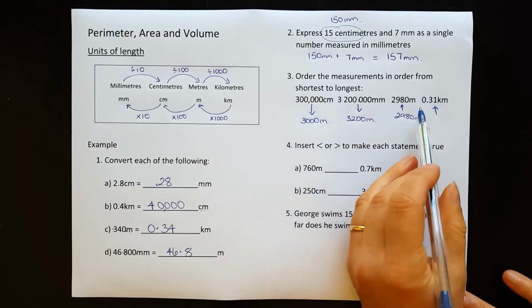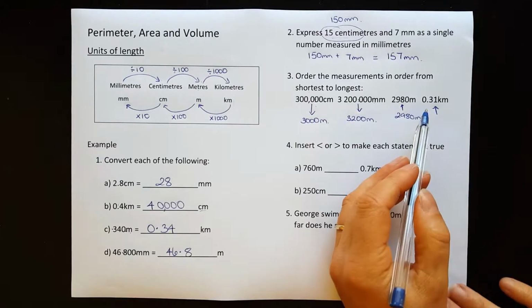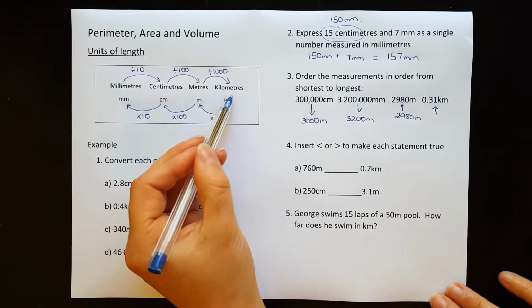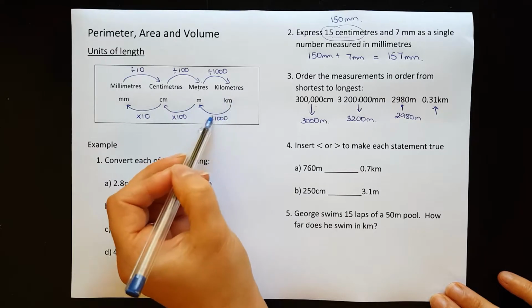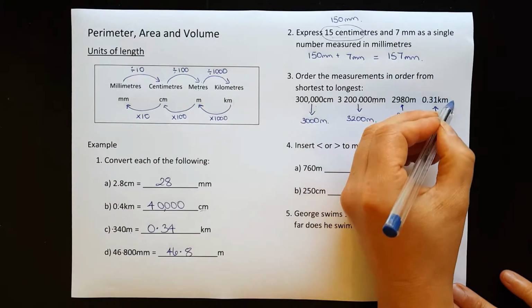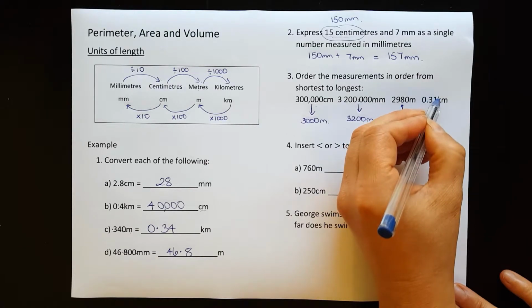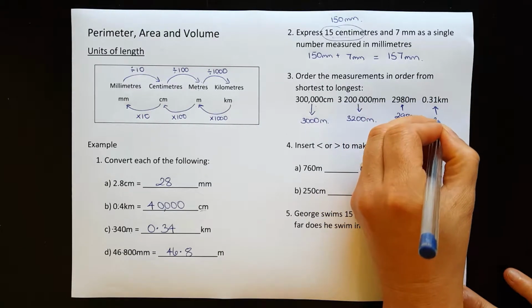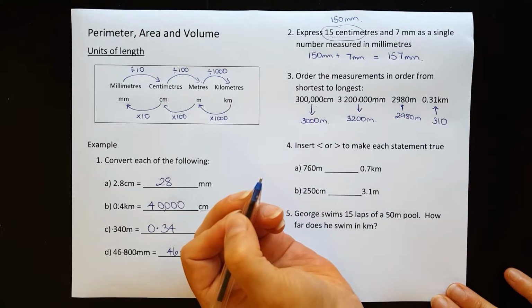And the last one, 0.31 kilometers into meters. I need to times by 1,000. So that means 3 jumps going to the right. 1, 2, and because there's no more numbers to jump for the third one, I put down a 0.